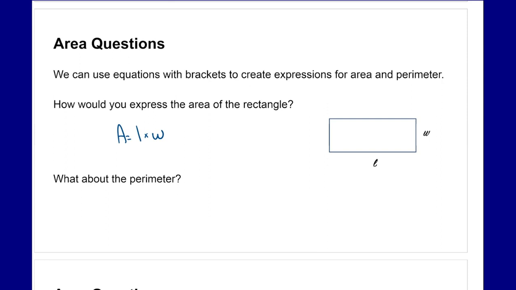Perimeter, we could do perimeter is equal to, you could say length plus width plus length plus width. Or what you could do, you could say the perimeter is equal to 2 times the length plus the width. Let me just write this in cursive just so we don't confuse it with a 1. So we could do 2 times the length plus the width.